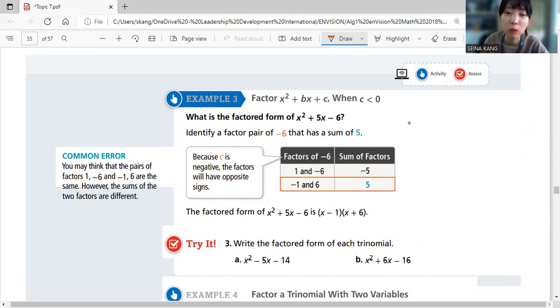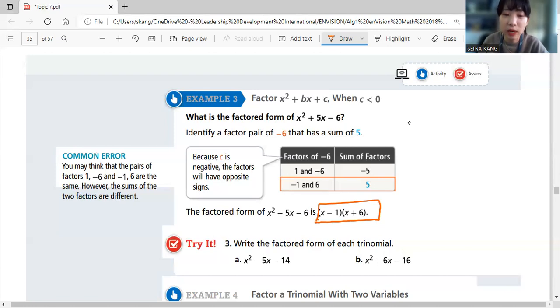Okay, so for example, 1 and negative 6 multiplies to negative 6, but it doesn't work when you add it up, you get a negative 5. But 6 and negative 1 multiplies to negative 6, and if you add them, it's a positive 5. So 6 has to be the positive number. Okay, so the factor form should be x minus 1 times x plus 6.